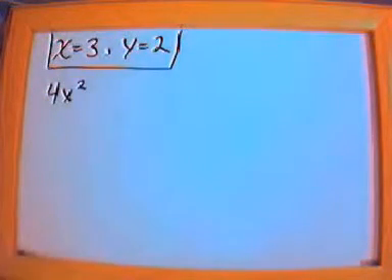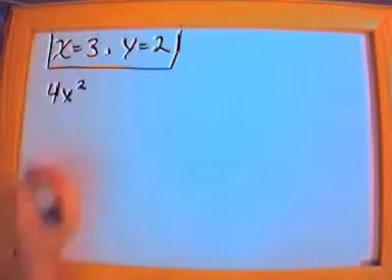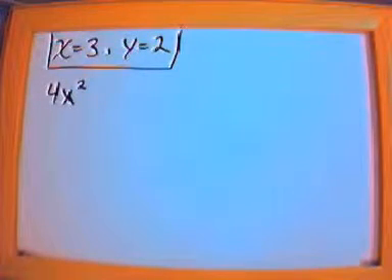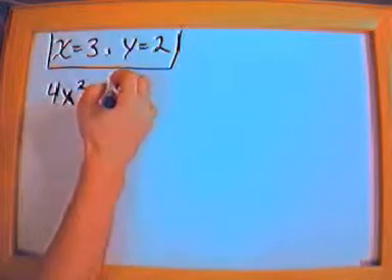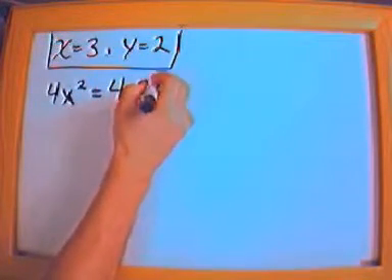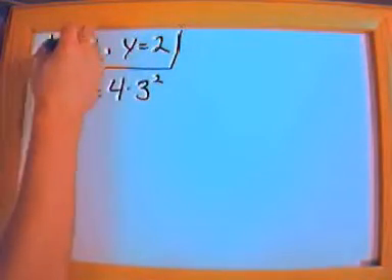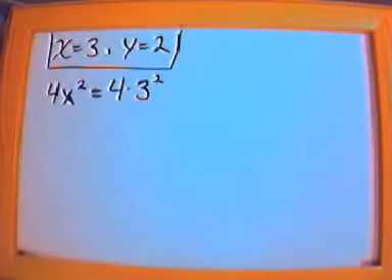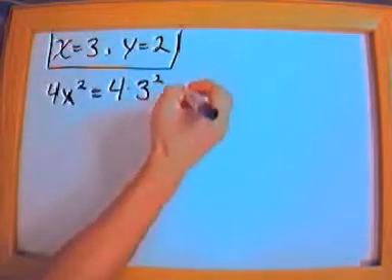4x squared. I want to simplify that. It's already simplified as far as algebra goes, but now I know explicitly what x equals. So I'm going to simplify this. This is the same thing as 4 times 3 squared. All I did was take x, which is 3, plop it in x's place here, and keep everything else exactly the same. We already know how to do this from before.